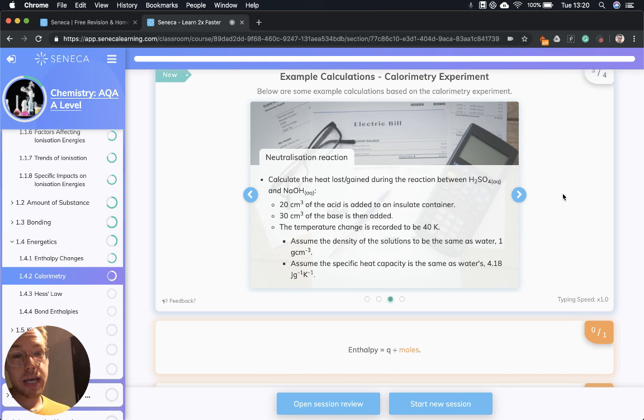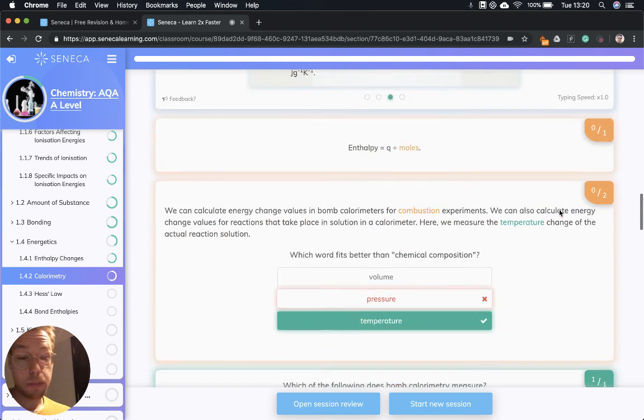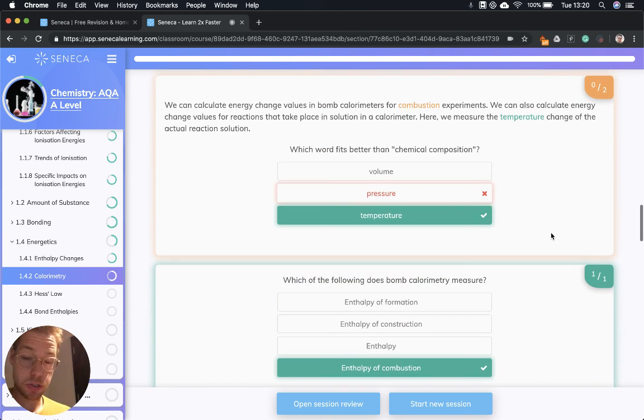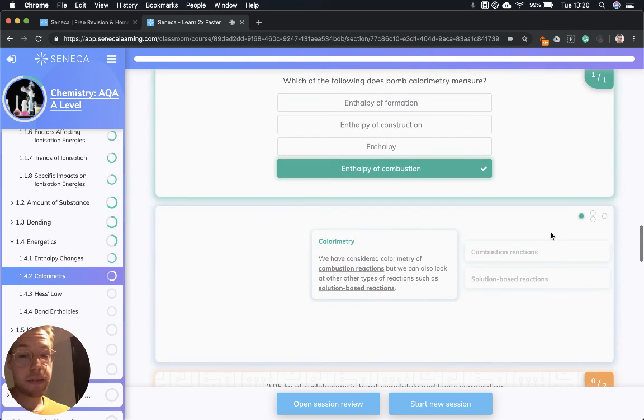So that was a cute little example of going through how to use Q equals mc delta T, and then how you adjust for the amount of moles. Remembering to switch to kilojoules can be important, and always check the question to see what units they want the answer in, because sometimes that can be a mark, and you don't want to lose that mark in the exam.